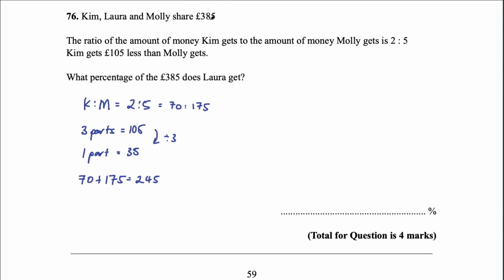So if the total is 385 and Kim and Molly get 245 between them, to get Laura's share, we can do 385 take 245. The difference there is 140. So the amount Laura gets is £140. To work that out as a percentage, we would do her amount divided by the total amount, 385, and then multiply that by 100. So that's the operation we need to do here.